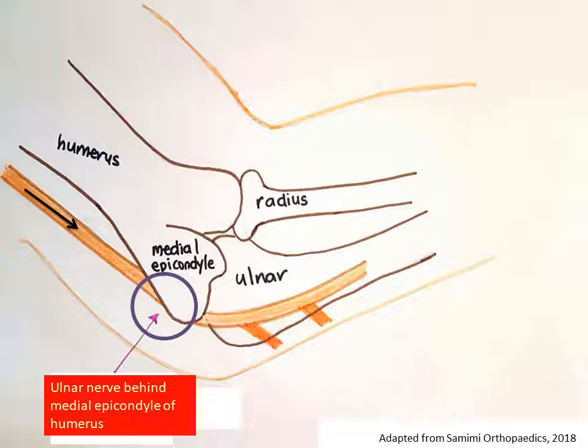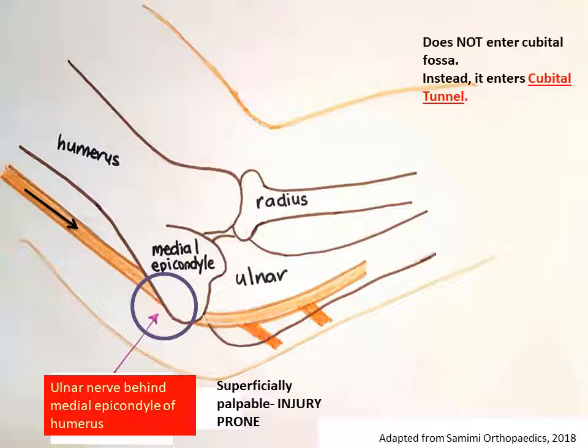At this point, the ulnar nerve is superficially palpable and hence prone to injury. Some points to note: the ulnar nerve does not lie in the cubital fossa. The ulnar nerve lies in the cubital tunnel instead.